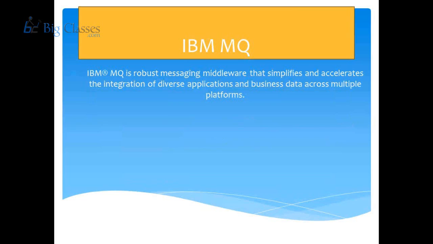I mean, diverse applications in the sense it could be any application. There is no dependency on the application. For example, if Java wants to talk to C++, Java is a different programming language and C++ is a different programming language, or C language. Both are different, still I want them to communicate with each other. If you do not have IBM MQ, what do I have to do? I have to prepare an adapter which can understand Java and C language, right?